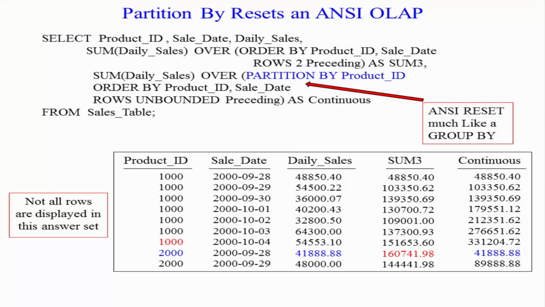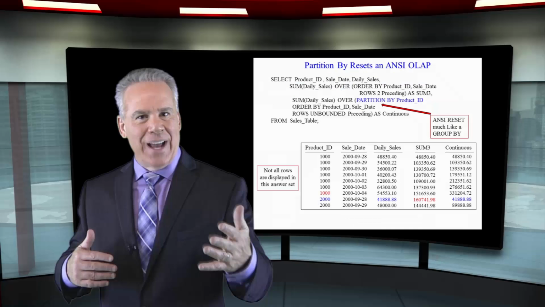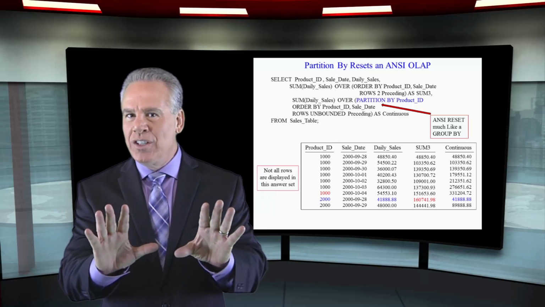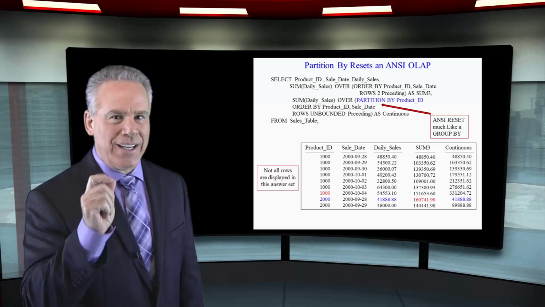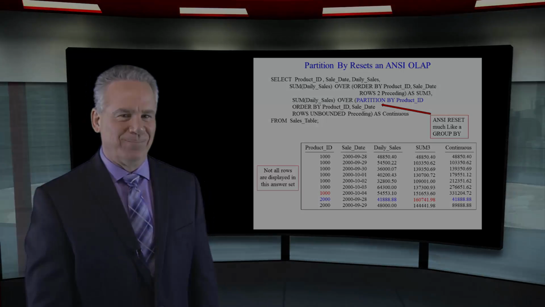Take a closer look at this. Partition by product ID, order by product ID, comma, sale date. Remember, there's no comma in between the partition by statement and the order by statement. The only commas you're going to see in these ordered analytics are if you have a multi-column sort key.